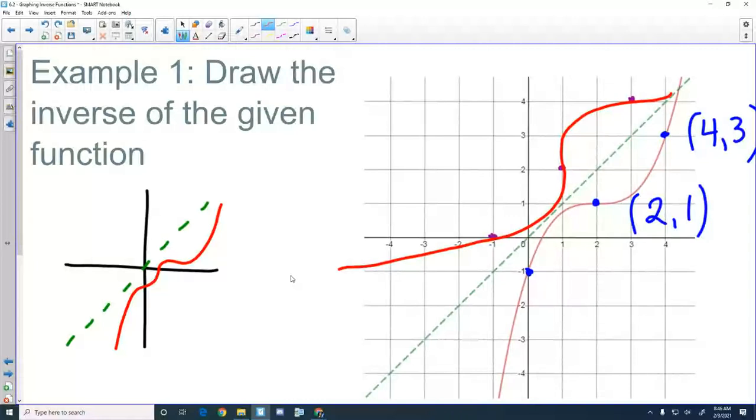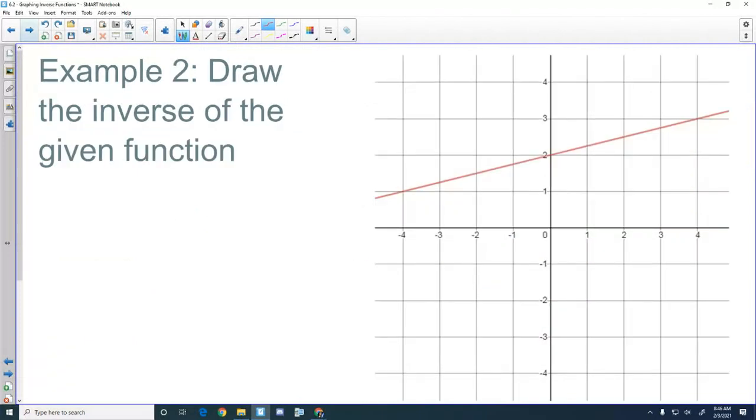We okay with that? Can I get some thumbs up to move on? Awesome. All right, let's do another one. Just draw a line with a positive slope, make it above the x-axis. So just a real quick sketch.